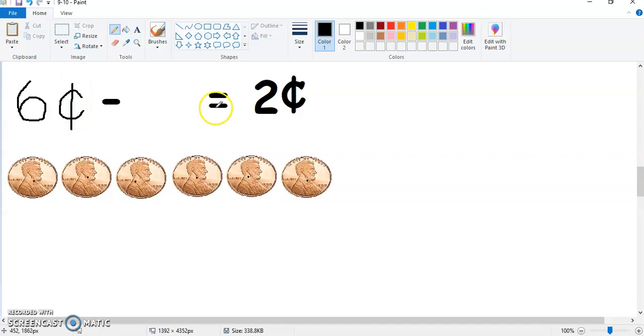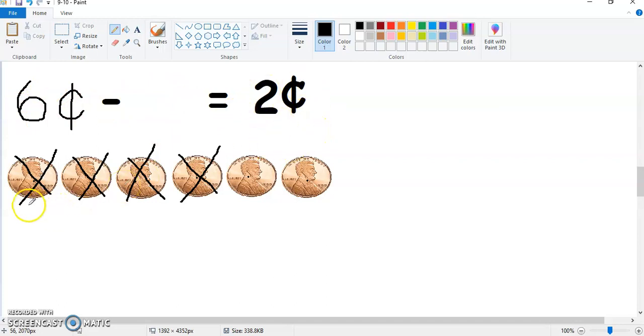Okay, now it says to take some away until there are only 2 left over. So let's do that. Let's take some away until there are 2 left over. Take that one away. Take that one away. Take that one away. Let's check. Are there 2 left over? Nope, we need to take another one away. Now, do we have 2 left over? Yes, we do. Okay, so we've X'd out the ones that we need to X out. Now we need to count how many we took away, because that's what this is saying. It's saying we started with 6 and we take away how many so that we have 2 cents left over.